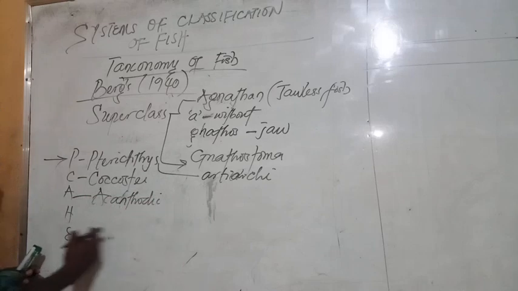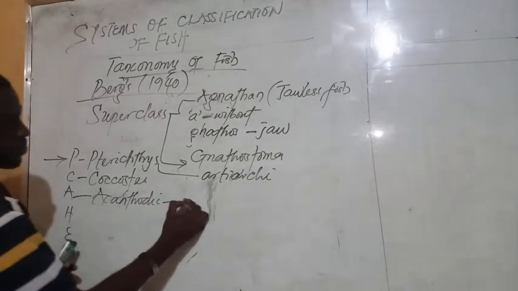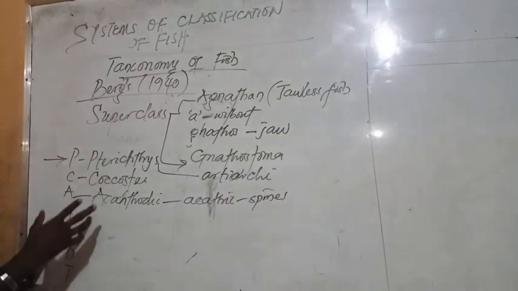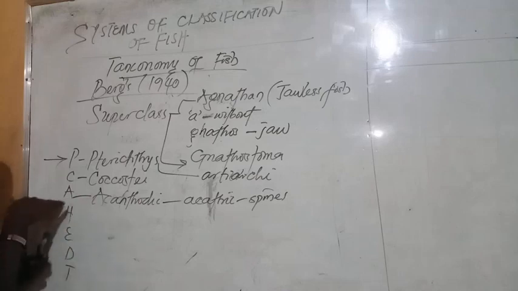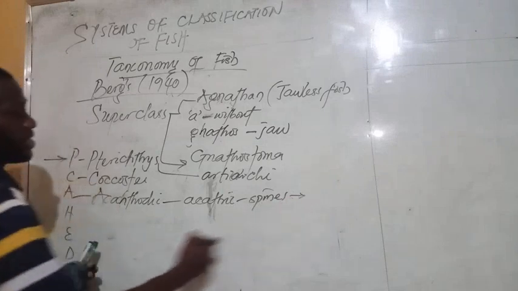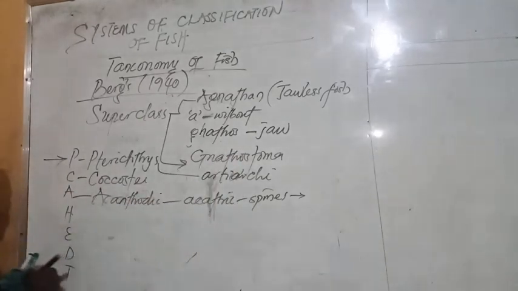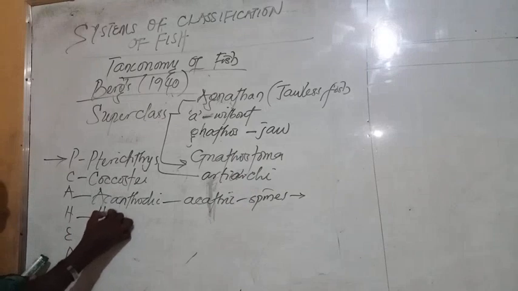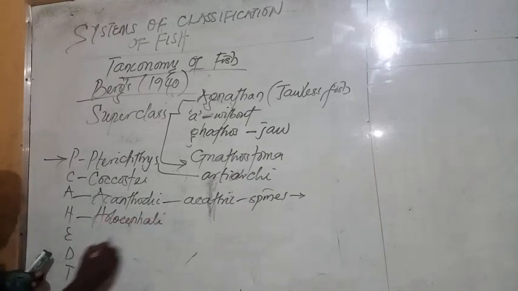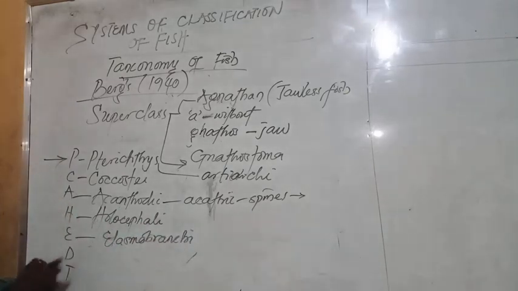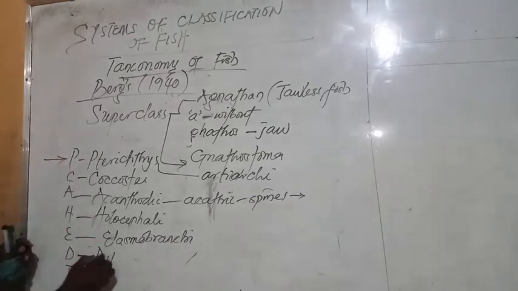Then the Acanthodi. The word Acanthodi comes from Acantha, and it means spines, because of their spinous and needle-like fins. The Acanthodi are regarded as the major ancestors of almost all Gnathostomes. Then the Holocephali and the Elasmobranchii. The Holocephali and Elasmobranchii have a number of similarities, and that is the reason why some classifications bring them together, but this one separates them.